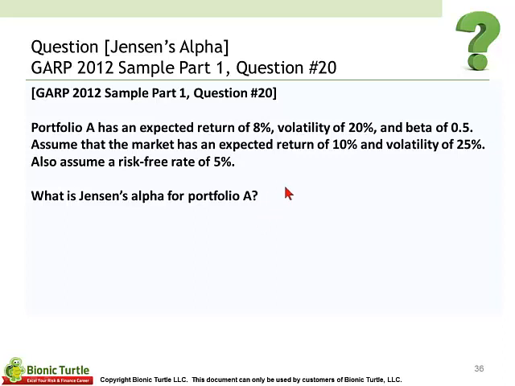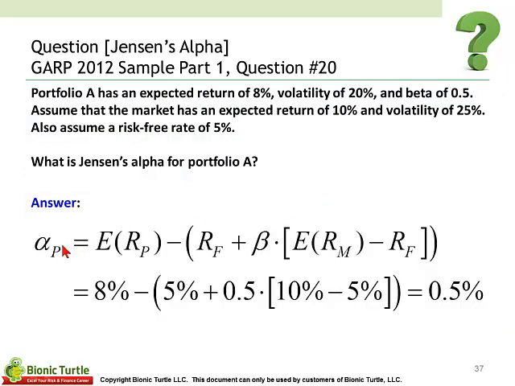Okay, and GARP is a little sneaky here, throwing in some volatilities that we don't really need. Jensen's alpha: we take the portfolio's 8%, and notice what we're subtracting. We're subtracting what the portfolio's return would be attributed to its systematic exposure, or beta. Beta of 0.5 times the market's excess return of 5%, plus the risk-free rate of 5%, gives 7.5%. So the portfolio's beta of 0.5 implies 7.5%. We're 0.5% above that. That's our Jensen's alpha.